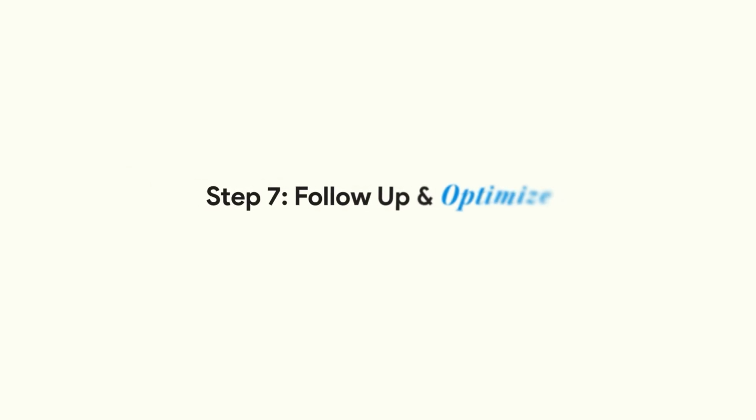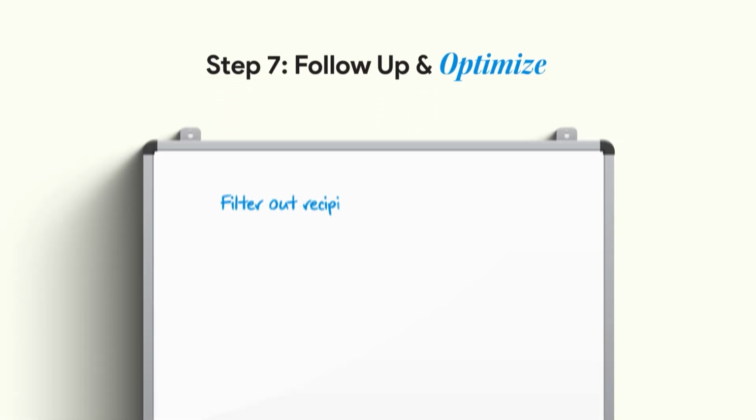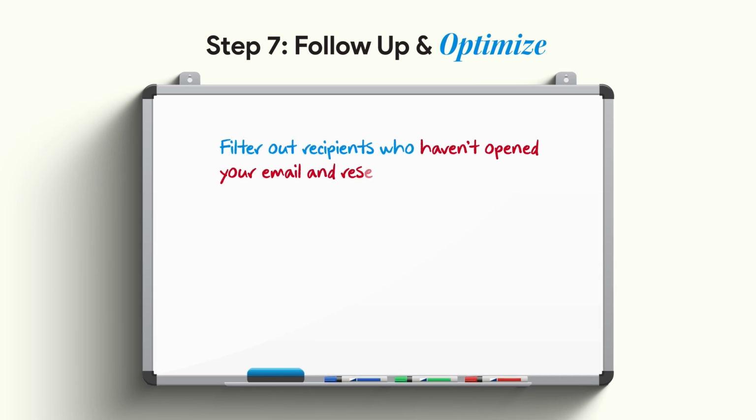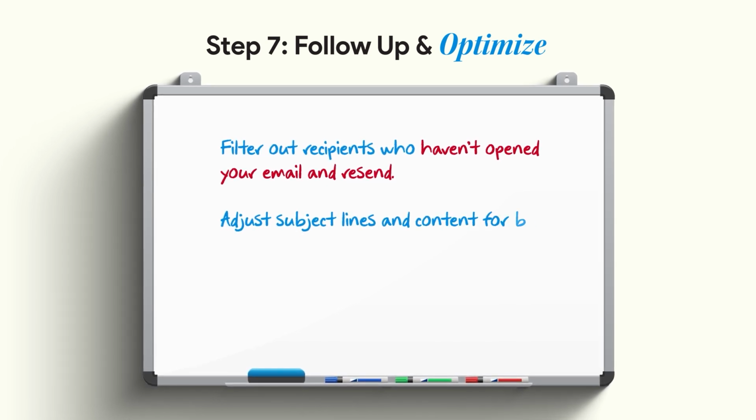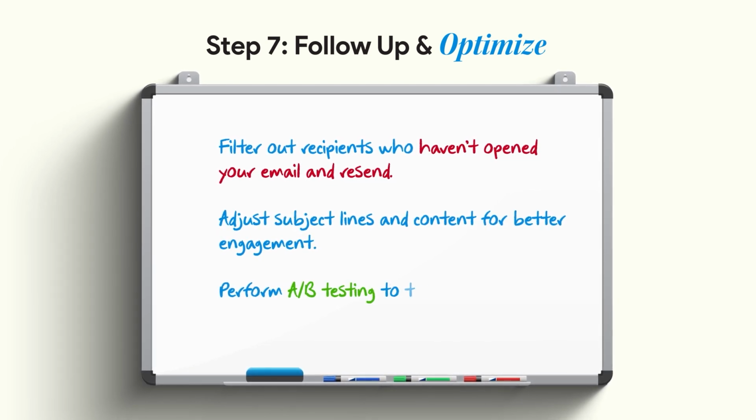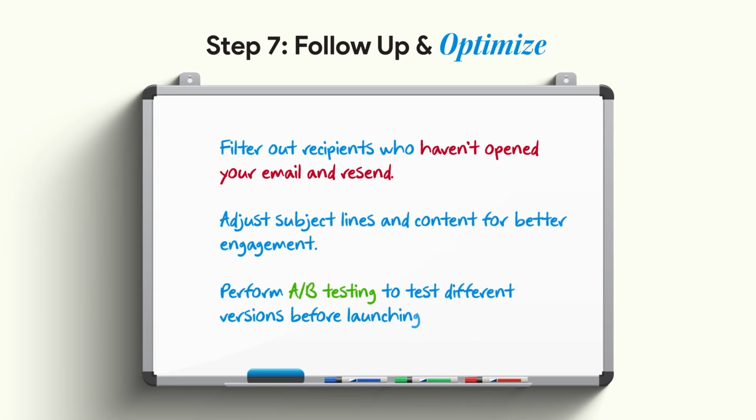Step 7. Follow up and optimize. Filter out recipients who haven't opened your email and resend. Adjust subject lines and content for better engagement. Perform A/B testing to test different versions before launching a full campaign.